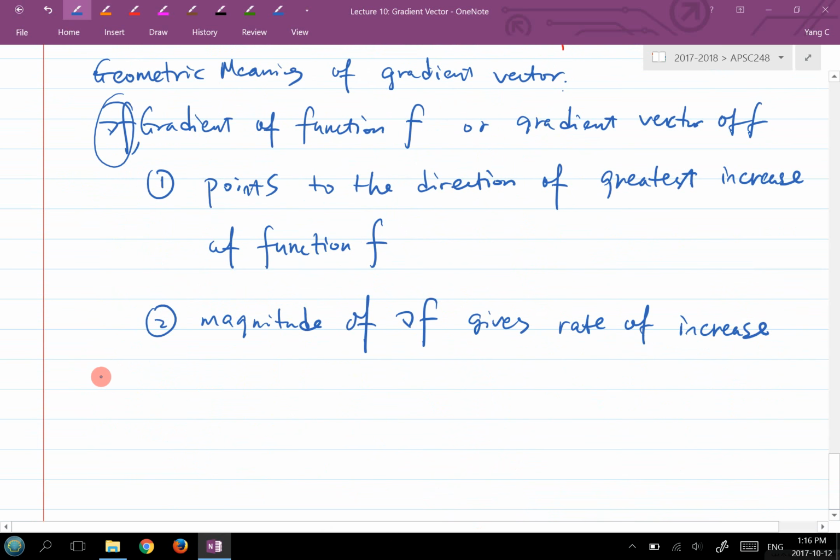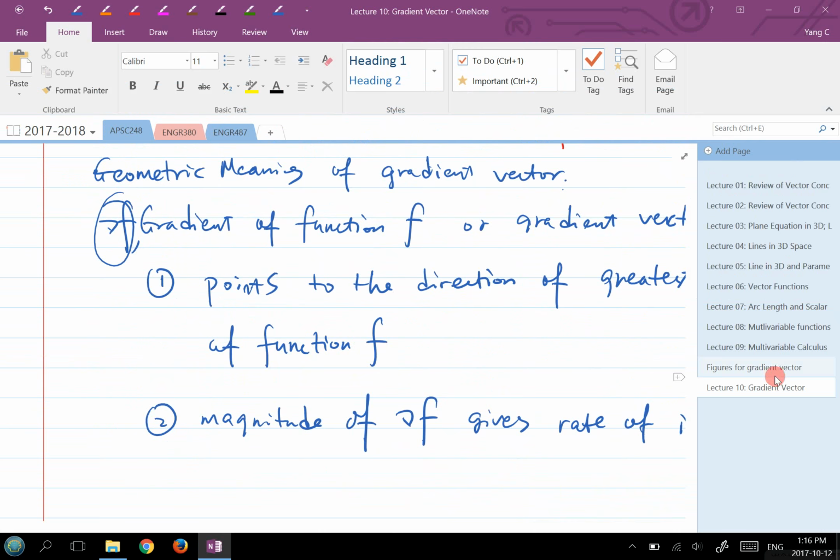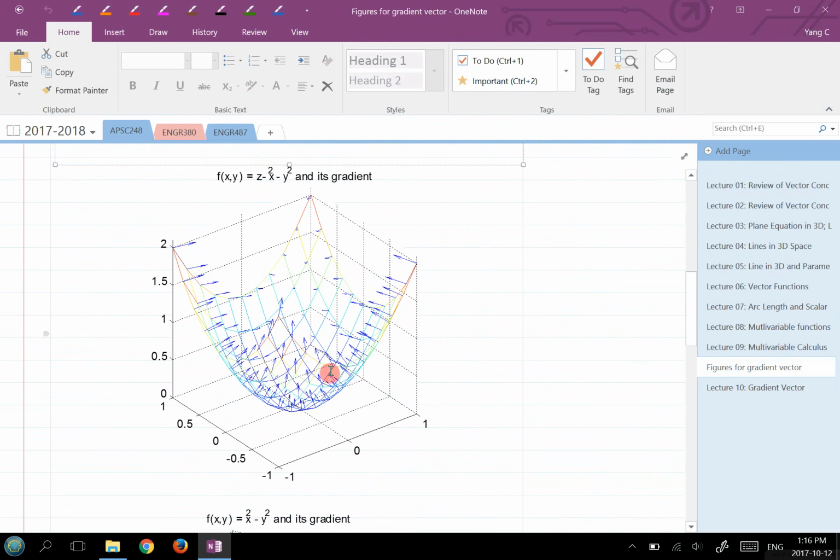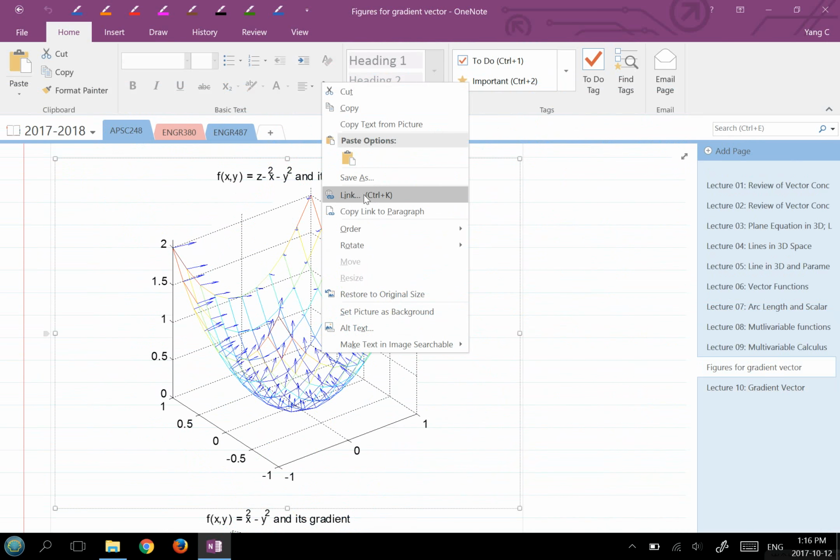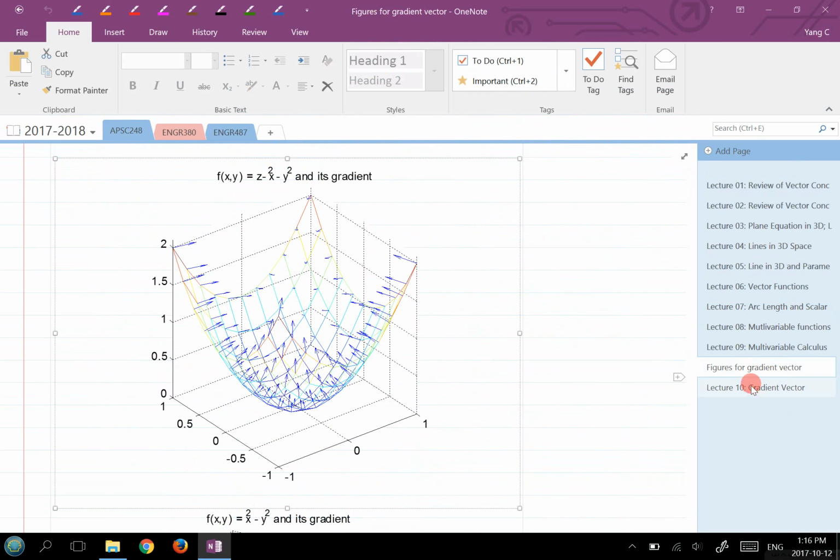Now I do have the other figure here. So this is the figure for the 3D here.